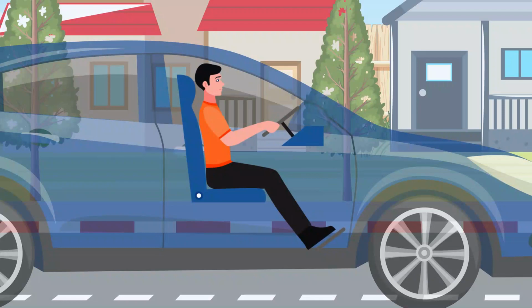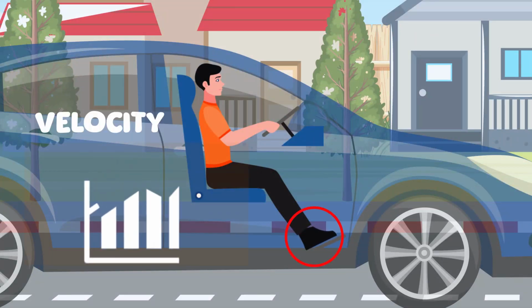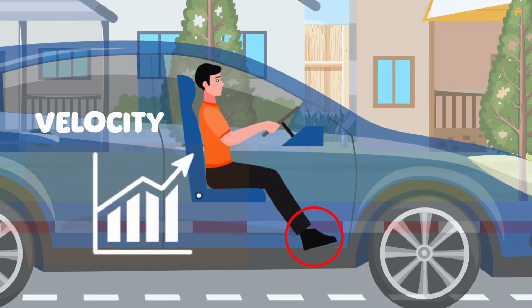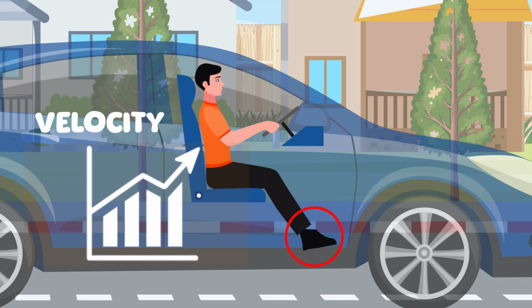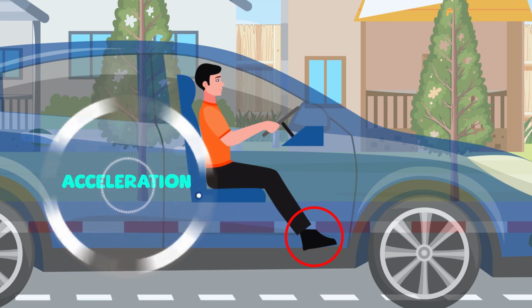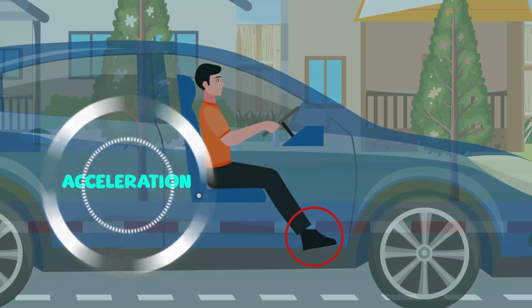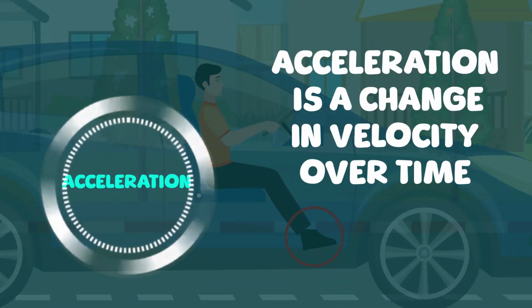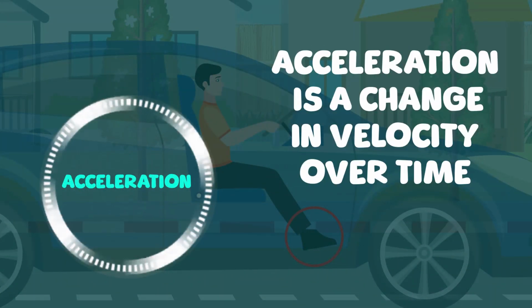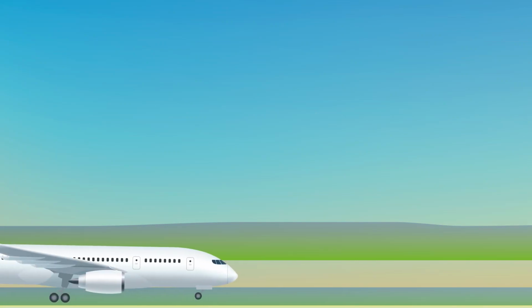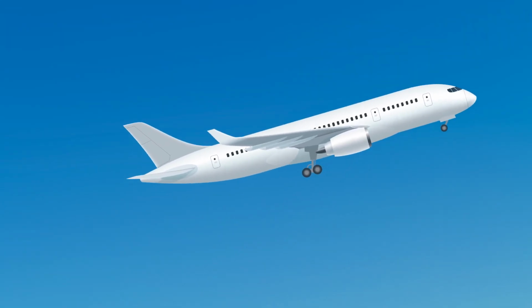Now, what would happen if you're driving a car and you press down on the gas pedal? The car's velocity will increase. This increase in velocity is what we call acceleration. So, acceleration is a change in velocity over time. Another example, an airplane taking off and gaining altitude.